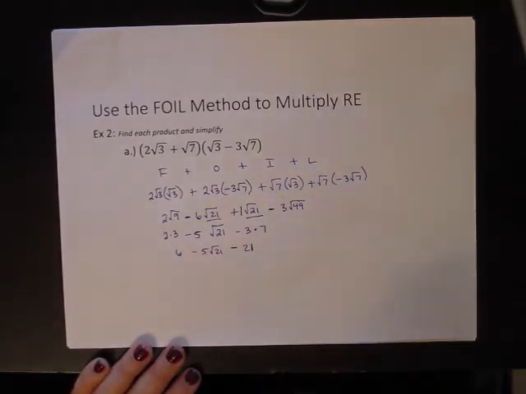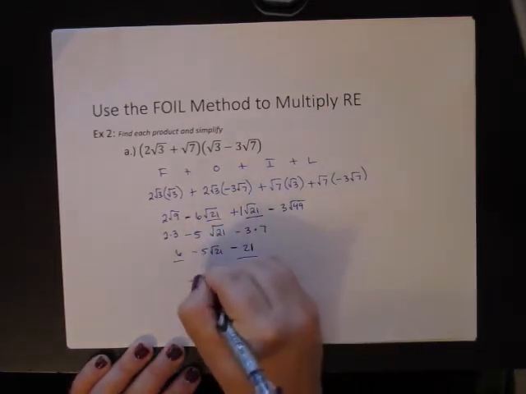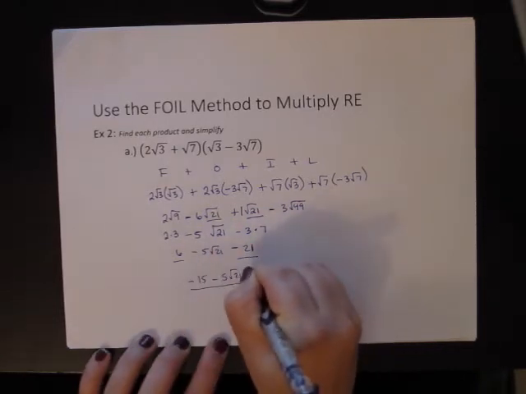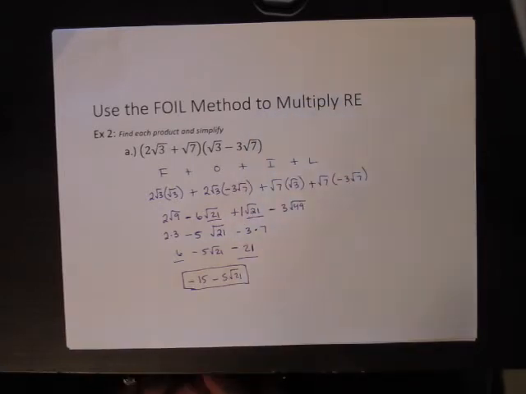Okay. So then we just got to finish it up, combine our like terms. We got the 6 minus 21, which will be negative 15 minus 5 square root 21. So this process is definitely tedious, but if you follow it step by step, you should be okay.